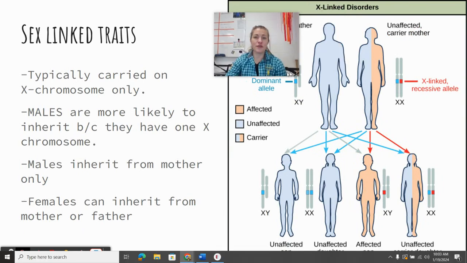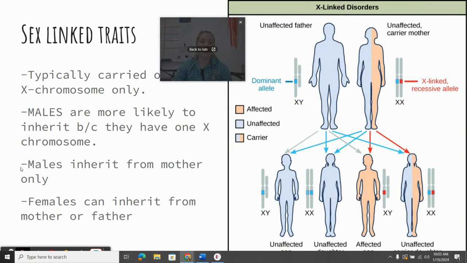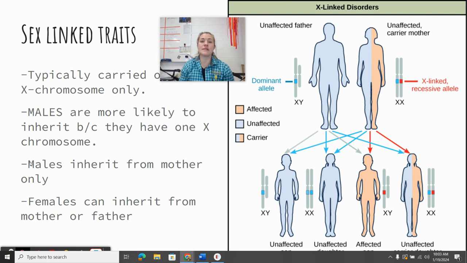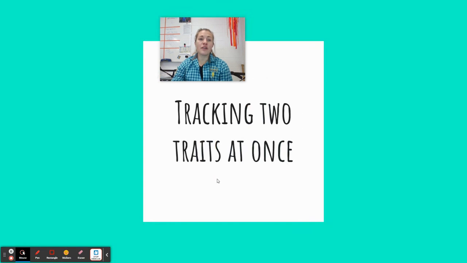And then lastly, for our special traits that we talked about, we have sex-linked traits. These are going to be the ones that are carried only on the X chromosome. So if you are a male, to receive a sex-linked trait and be affected by it, you only need 1 copy because you only have 1 X chromosome. If you are a female, you need to have 2 copies of that sex-linked trait because you have 2 X chromosomes. This also means that males receive X-linked traits from their mothers because they have to receive the Y chromosome from their dad. So this is just a little bit of a reminder of those traits.